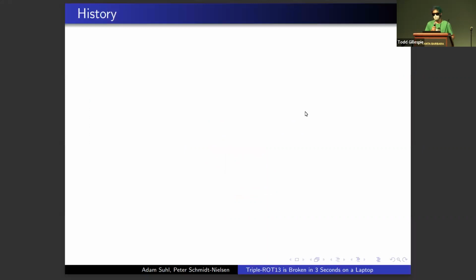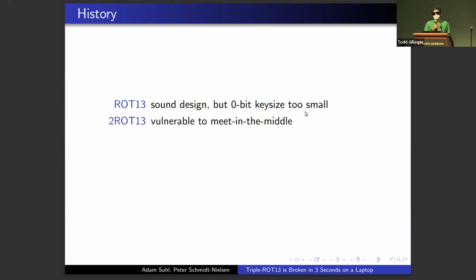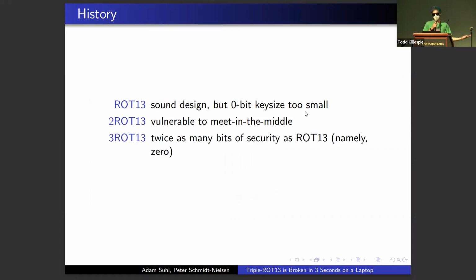All right, so we all know the story of triple ROT13. Single ROT13 was a sound design, but its 0-bit key size was just too small to prevent brute forcing. Double ROT13 was proposed, but it turns out to be vulnerable to a meet in the middle attack. Thus, triple ROT13, which provides twice as many bits of security as single ROT13, namely still 0.